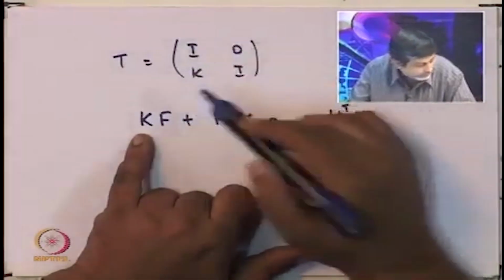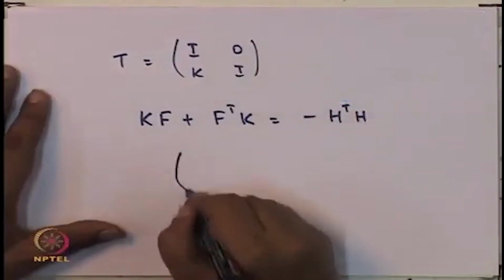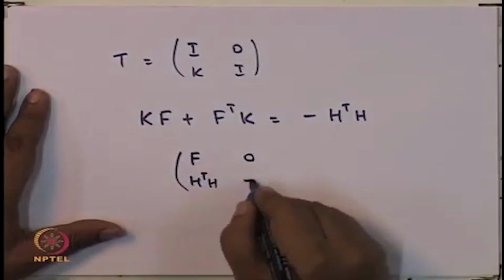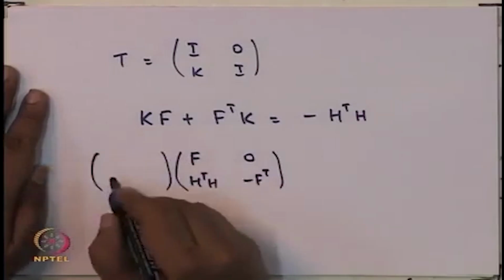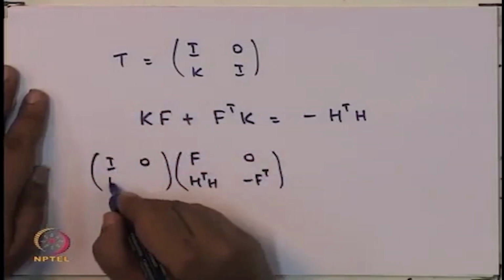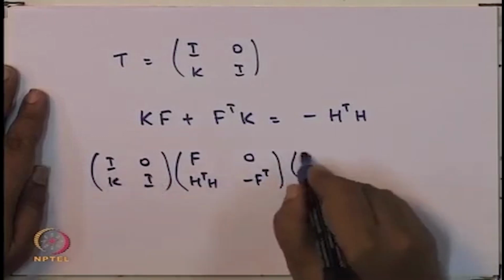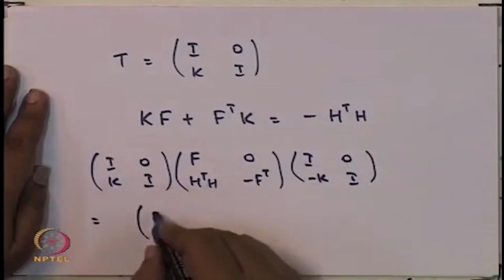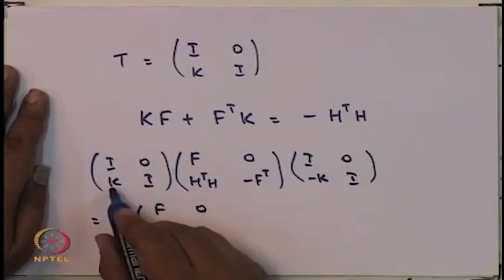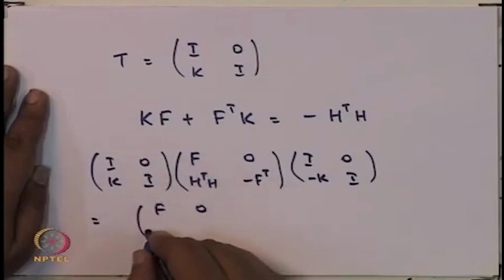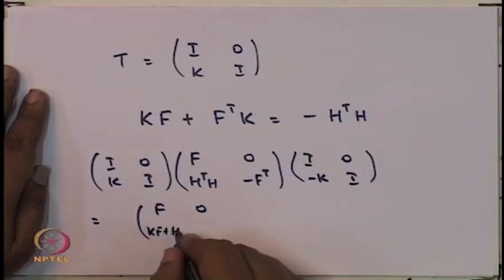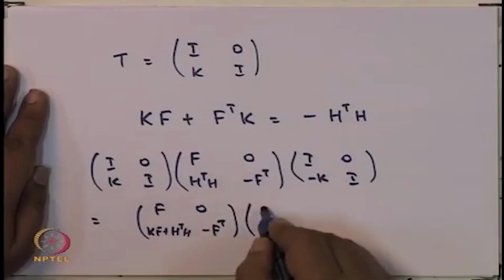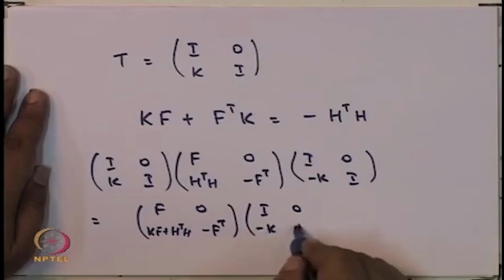Okay. So, this K is the K that you use in the similarity transformation matrix. So, if you use this K in the similarity transformation matrix, let us just look at what we would get. We have F 0, H transpose H minus F transpose, and we are going to use this I 0 K I, and of course, the inverse of that matrix is I minus K 0 I. So, if you multiply this out, multiply the first two matrices, you get F 0, and this one, when you multiply, you get K times F plus H transpose H, and the other one you get minus F transpose, then post multiplied by I 0 minus K I.